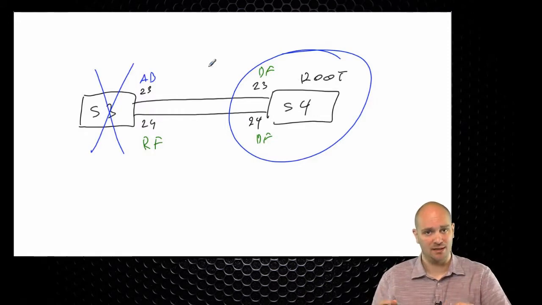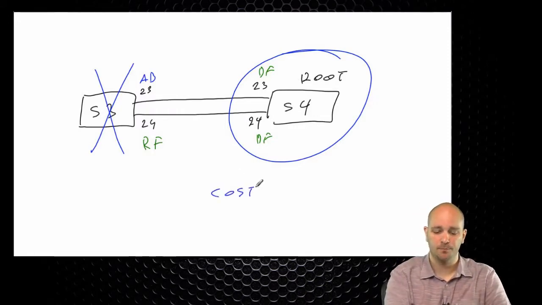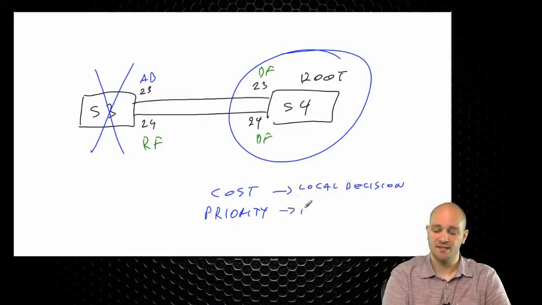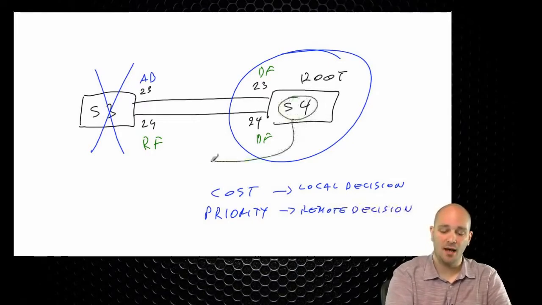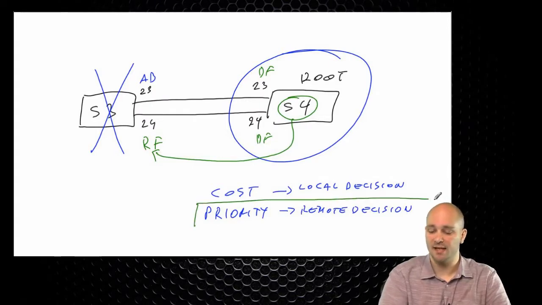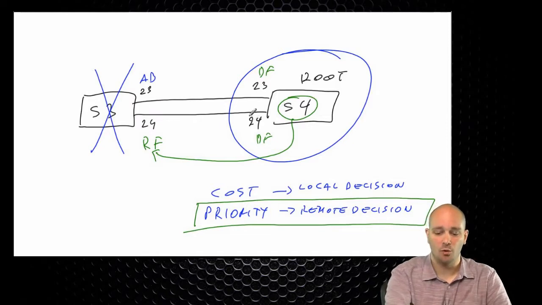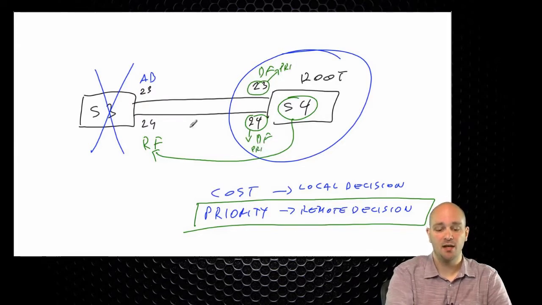Well, there are two values that we can manipulate to make this decision. We can either manipulate cost, or we can manipulate port priority. Now, cost affects local decision, and priority affects remote decision. So in our case, what we need to do is have switch 4 somehow influence the decision made on switch 3. So the correct solution would be to use the priority on this port here. What we need to do is lower the priority on FastEthernet 24, or we need to increase the priority on FastEthernet 23 to make this port less desirable than this one here.